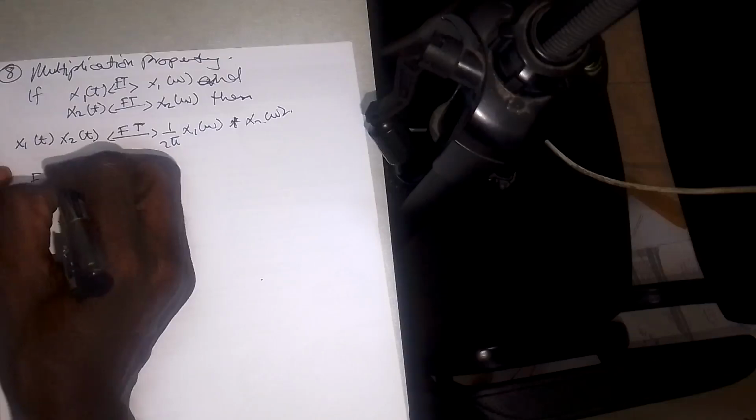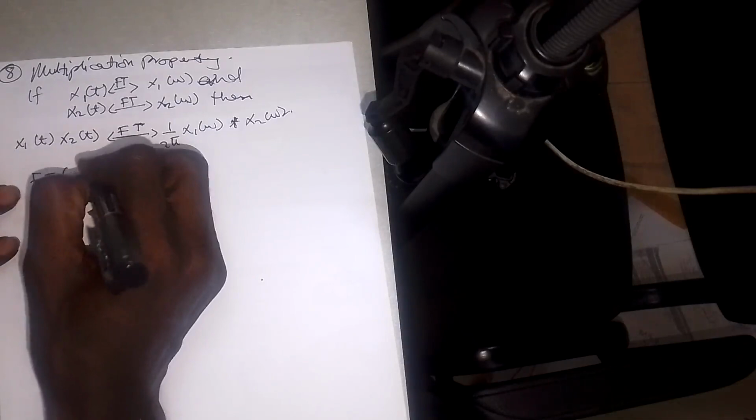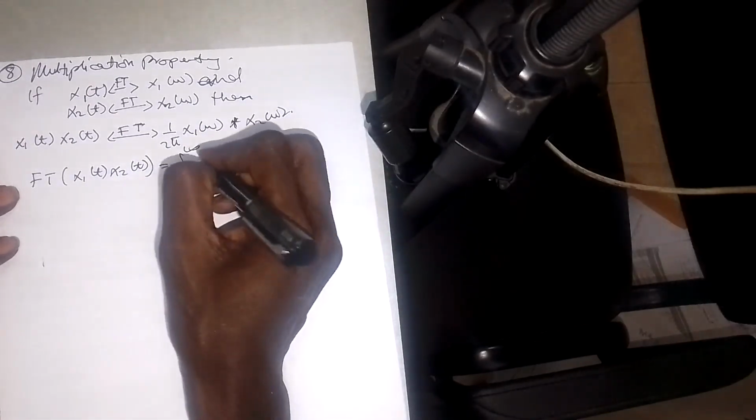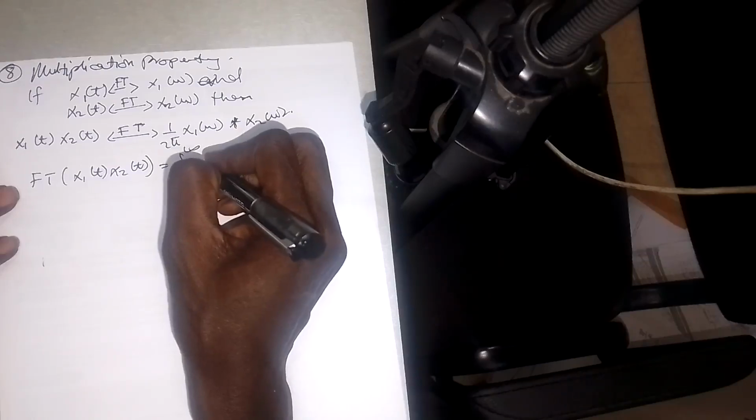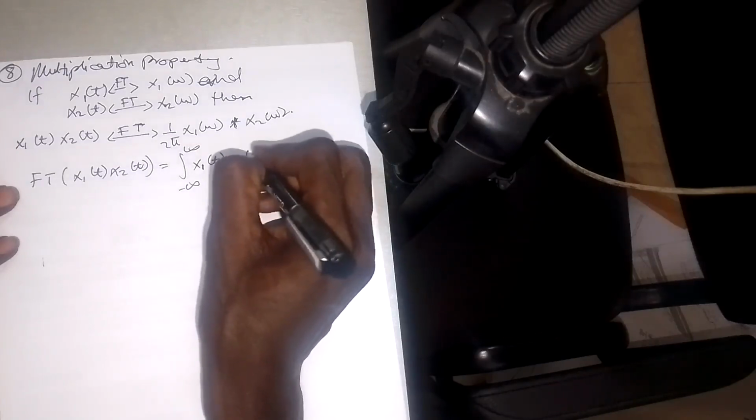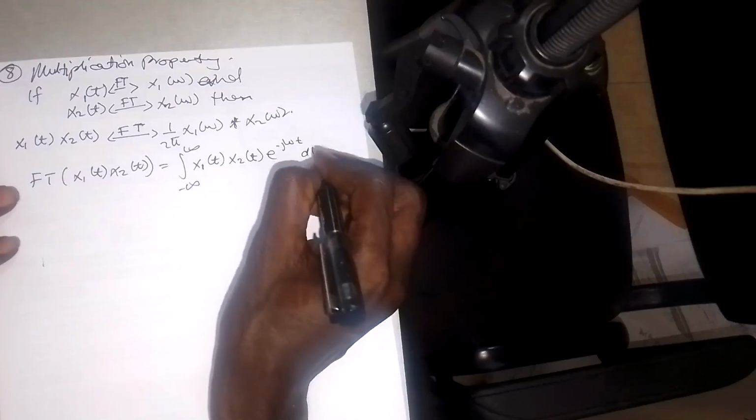So how can we prove this one? Let's say the Fourier transform of X1 of t times X2 of t. It is actually going to be the integral from minus infinity to infinity of X1 of t times X2 of t times e to the minus j omega t dt. Okay, so that is what we're going to have.